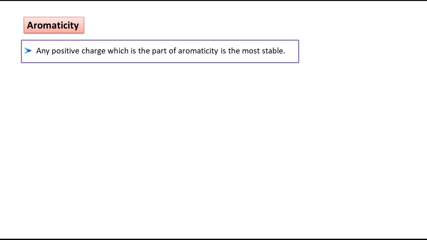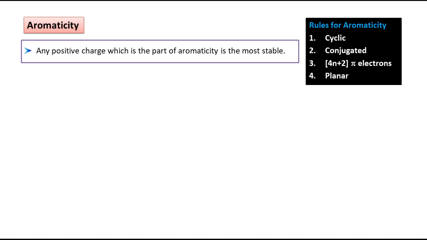And the last point, which is completely different from these three, is related to aromaticity. Any positive charge, that is a carbocation, if it is part of aromaticity, then it is more stable. Now we know that for being aromatic, these conditions must be fulfilled. That is the rules for aromaticity. It must be cyclic, conjugated, have 4n plus 2 pi electrons, and it must be planar or flat.